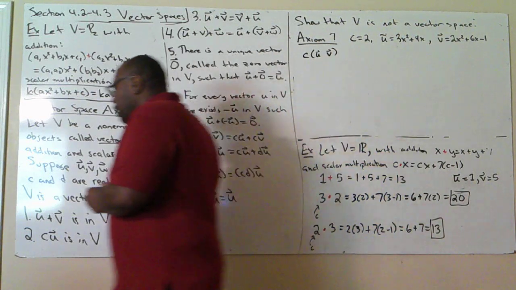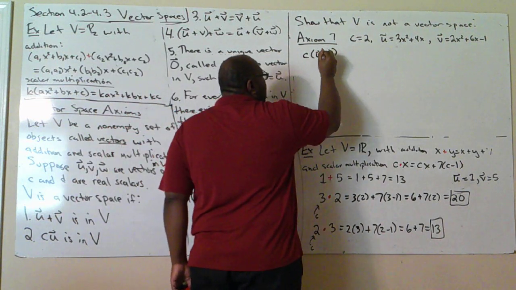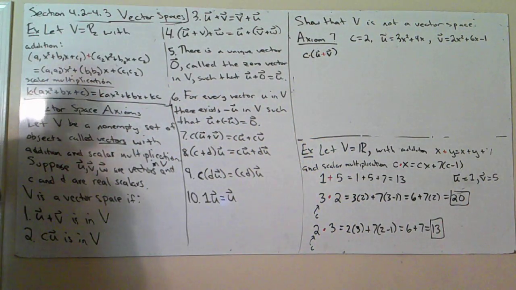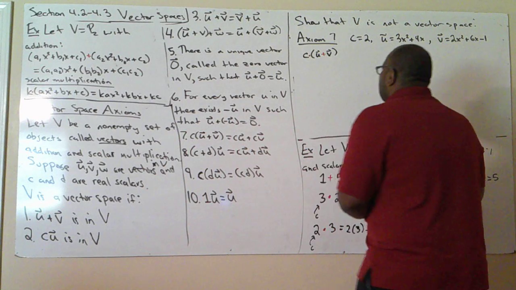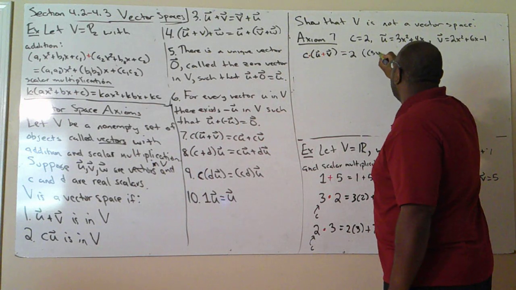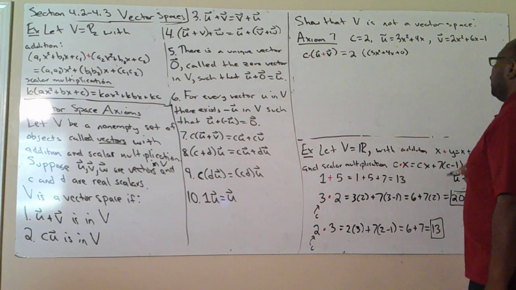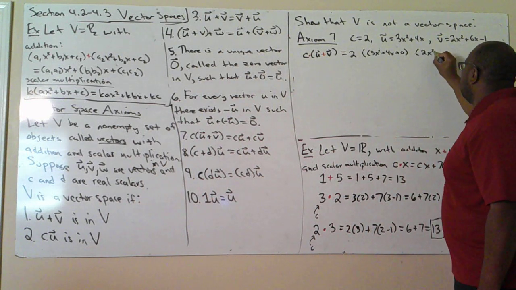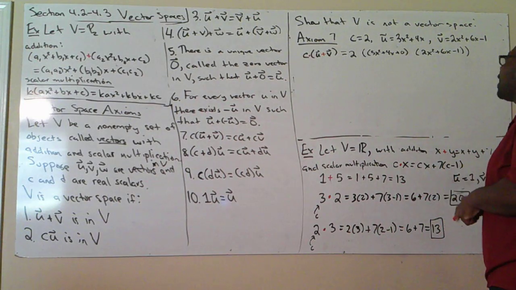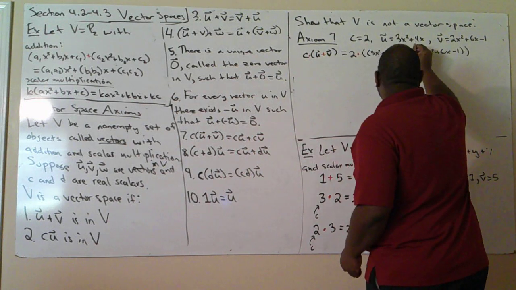Now we have to be careful here when we do this. When we do c times u plus v, this becomes a red plus, and this is a multiplication right here. So I have 2 times the quantity, 3x squared plus 4x plus 0, essentially, and then 2x squared plus 6x minus 1. Now I haven't actually tried this to see if it gives me the same thing or not. I might actually get this to be equal. We're going to find out in just a second.